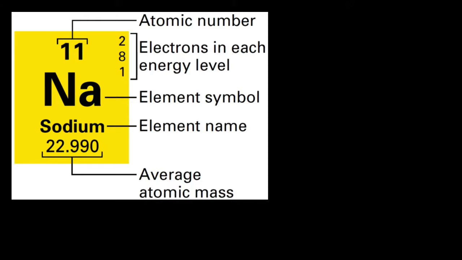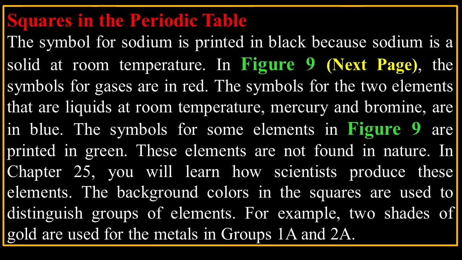So it'd be 1s2, 2s2, 2p6, that's the 8 in the second shell, and then 3s1. The symbol is Na, and its mass is 22.990. That's the average atomic mass. The symbol for sodium is printed in black because sodium is a solid at room temperature.